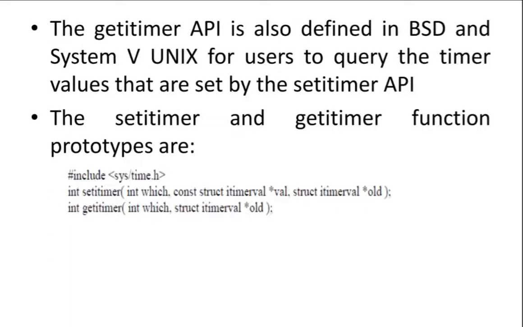The getitimer API is also defined in BSD and System V Unix, for users to query the timer values. If you want to know the actual values of a timer, you can do that using the getitimer API. For example, for the setitimer and getitimer functions, you can see these are the prototypes.